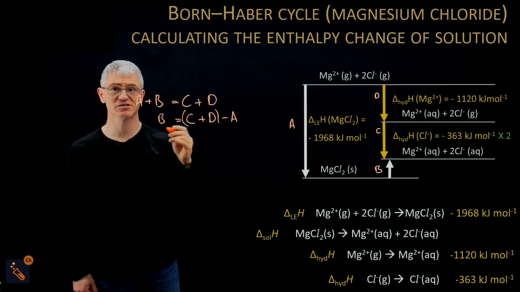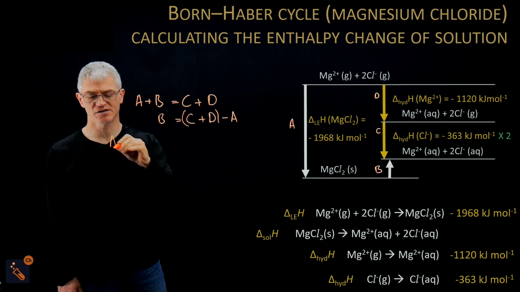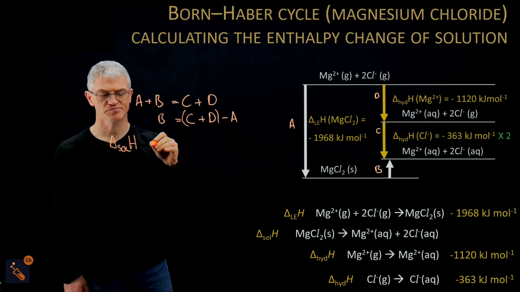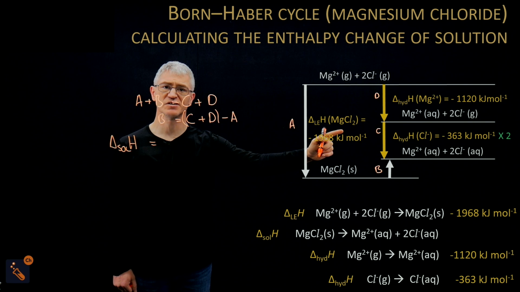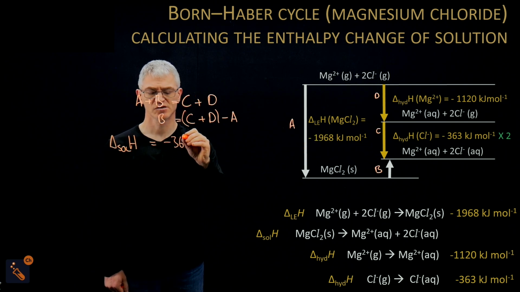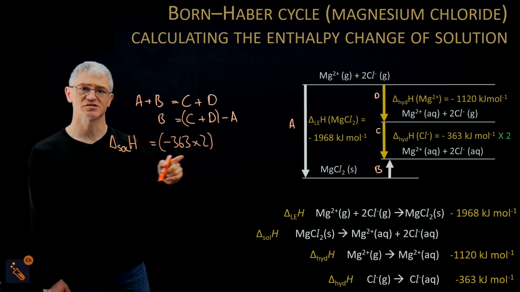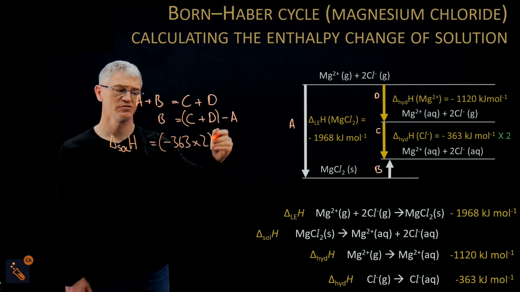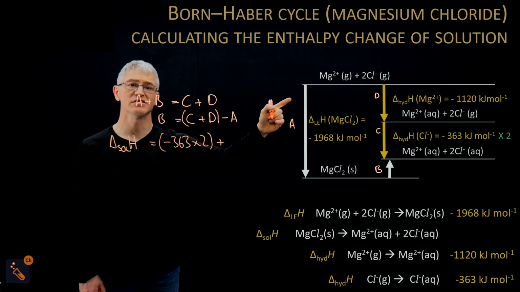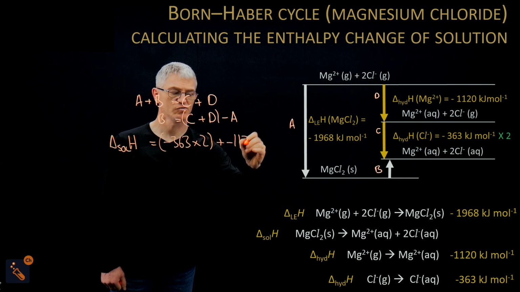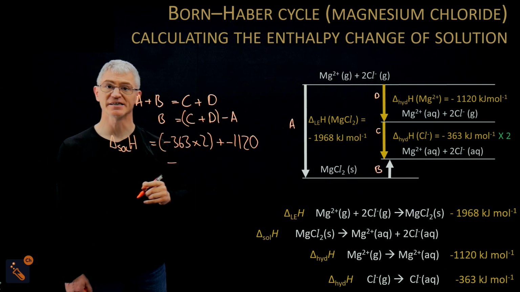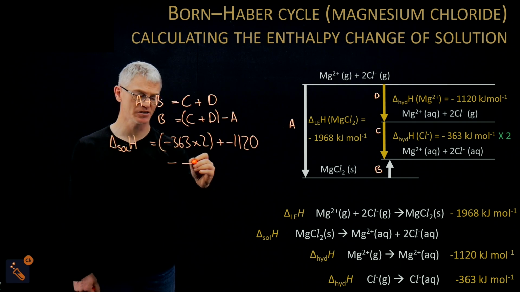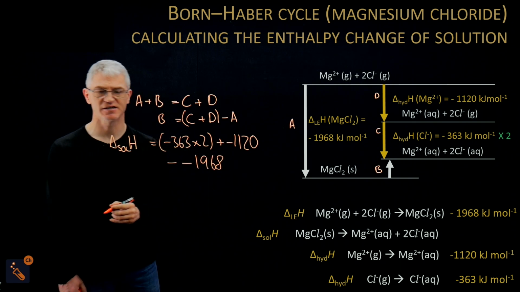Now, if that is the case, we then just substitute the numbers in. So I'm going to do delta sol H, and that's going to be equal to, I've got C, so let's go and find C. That's minus 363 times 2. Don't forget your times by 2 because there's 2 chloride ions. So it's minus 363 times 2, and I've done C. Now I'm going to add it to D. So D is minus 1120. Okay. And then we're going to minus A. So if we minus A, minus, it's a minus, and you get that, okay?